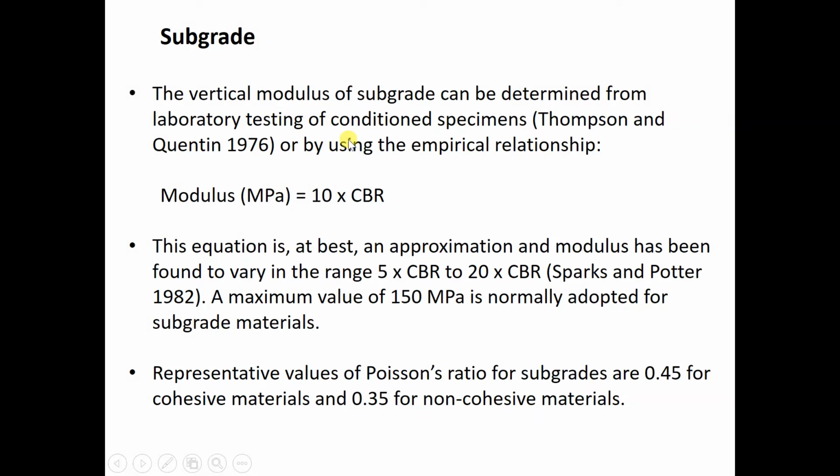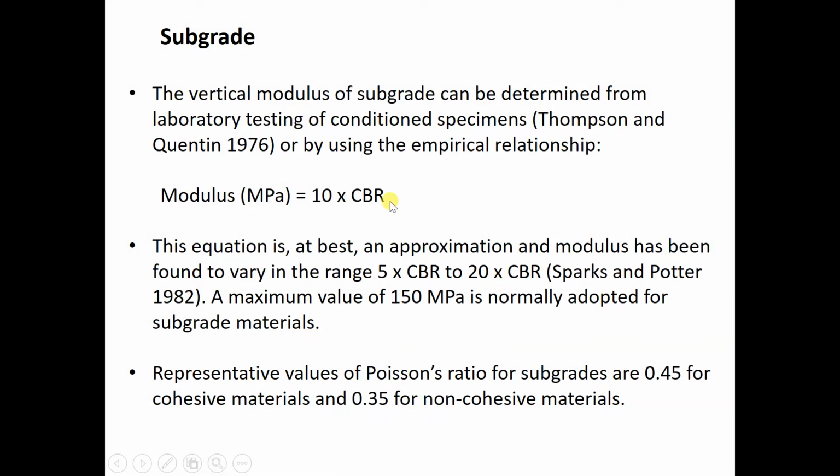Subgrade. The vertical modulus of the subgrade can be determined from laboratory testing of conditioned specimens or by using an empirical relationship. For modulus, we say it is 10 times CBR. The equation is at best an approximation, and modulus has been found to vary in the range of 5 times CBR to 20 times CBR. A maximum value of 150 MPa is normally adopted for subgrade materials.